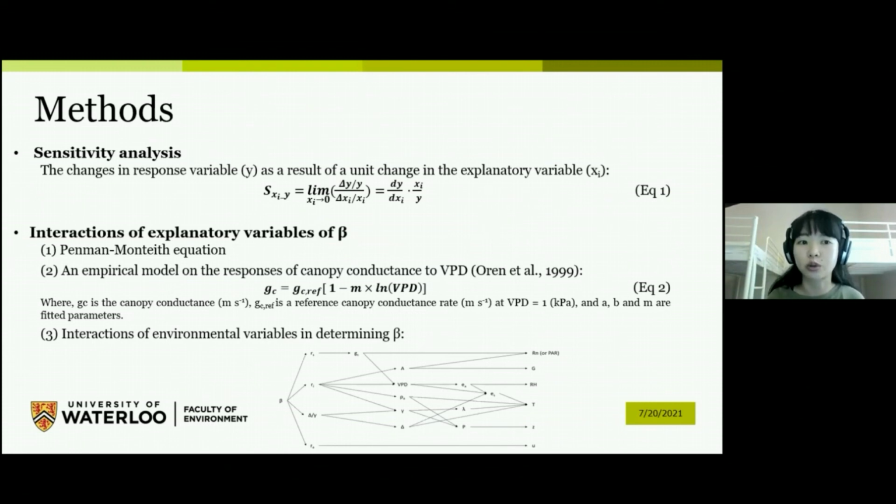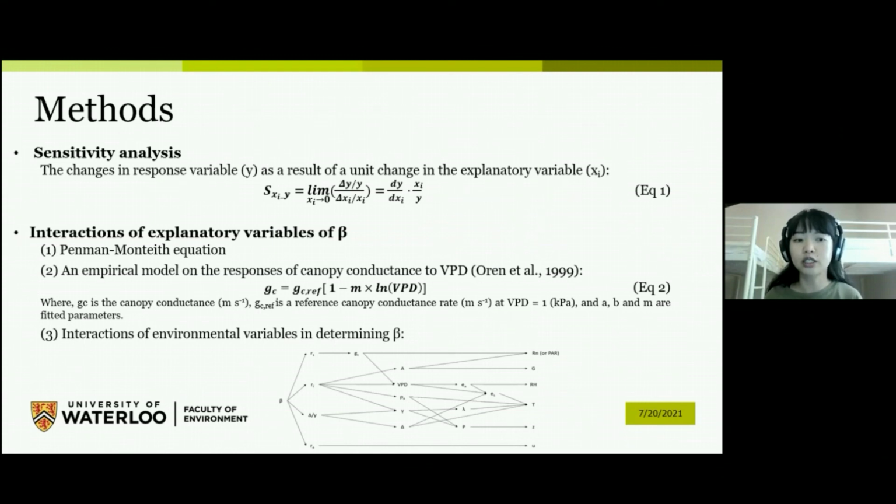in the explanatory variable. And then to account for the interactions, those indirect linkages among the environmental variables, we combine the Penman-Monteith equation and an empirical model on the responses of the canopy conductance to vapor pressure deficit. The 2 models are widely used in the hydrological studies. And then by combining the 2 models, we draw a tree diagram to show how environmental variables are linked to each other, and then finally how they are linked to the Bowen ratio.